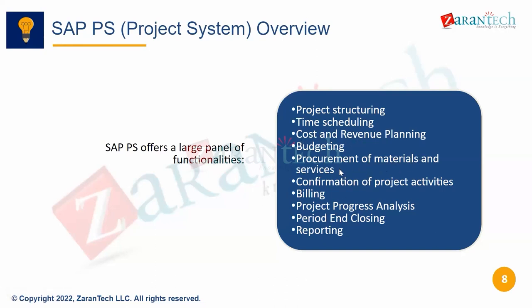Procurement of materials and services. Here, the planning of materials and services, and for materials, even the MRP, material requirement planning, will be helpful in project management. You can plan services for materials in PS, but in internal order, this will be account assigned services, which is not very user friendly. Then when you're performing the activities, there's a transaction called confirmation of the project activities, which gives us, on the reporting side, how much work has been completed, how much percentage of work has been completed. So that will come here.